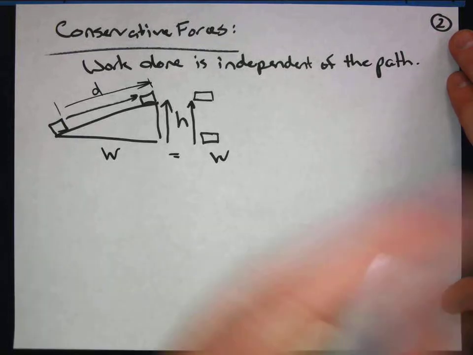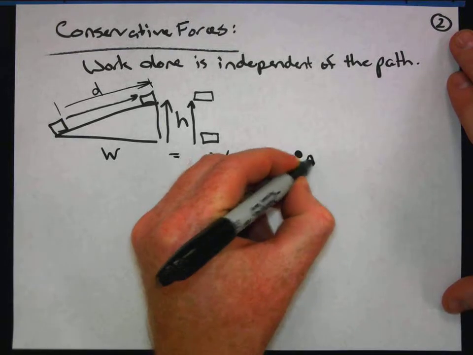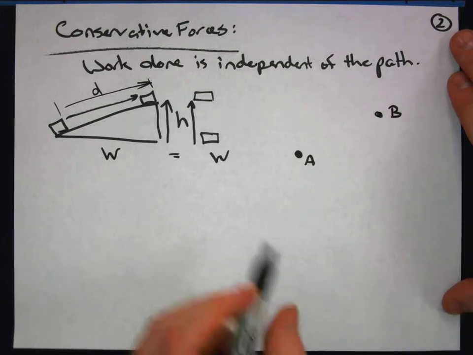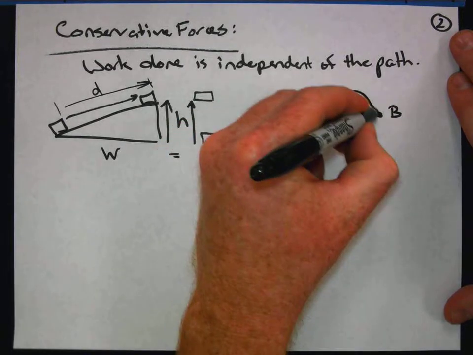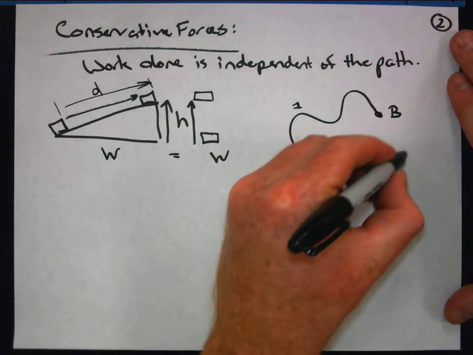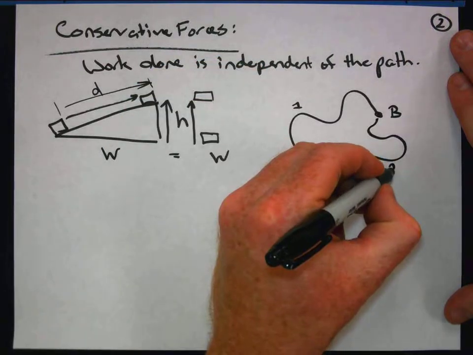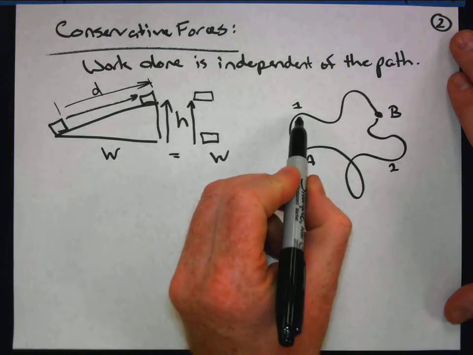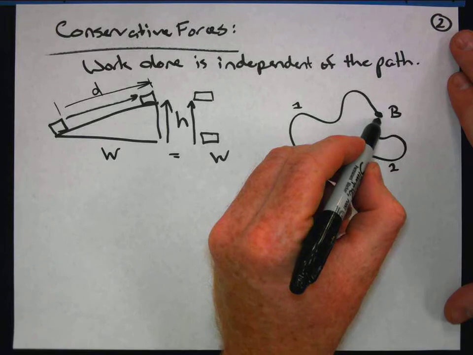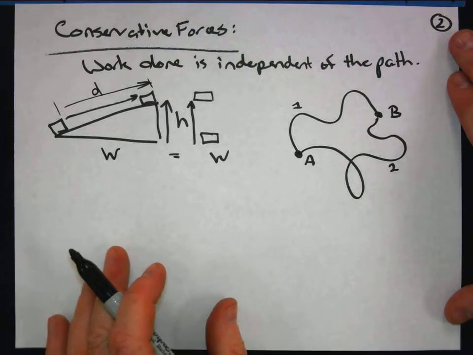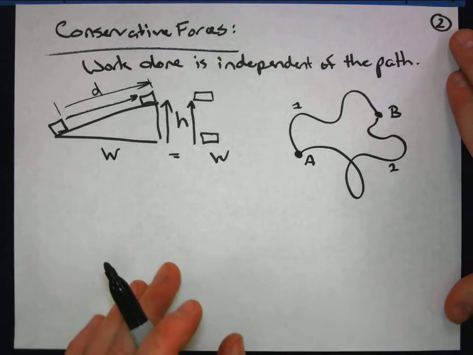You could have a starting location here at location A. You could have an ending location B. And maybe you take pathway number 1. Or you take pathway number 2. Really wouldn't matter. The amount of work done between pathway 1 and pathway 2 would be the same, as long as this is a conservative force that we're talking about. So we'll come back to that.